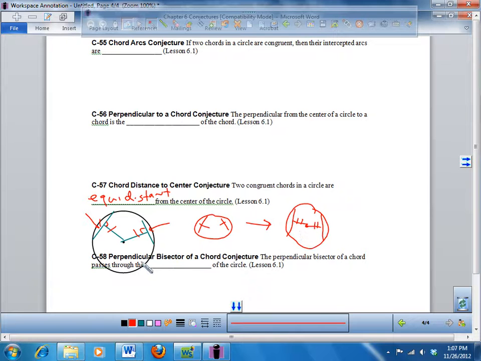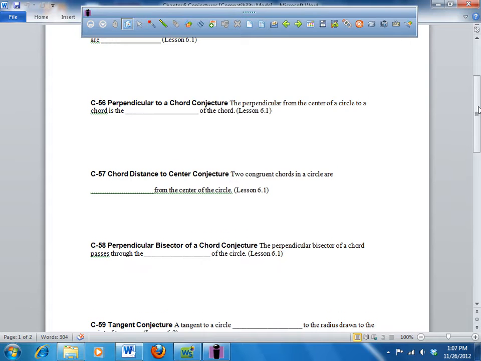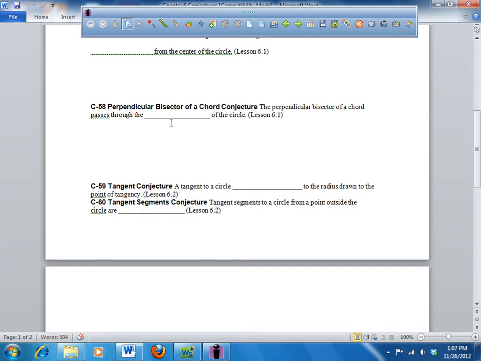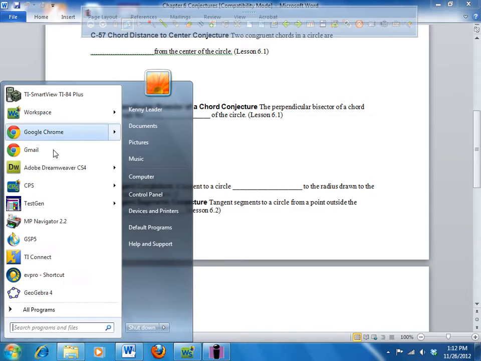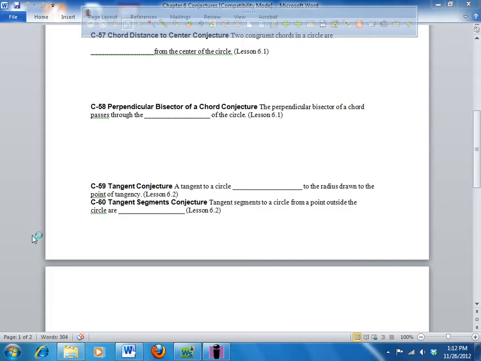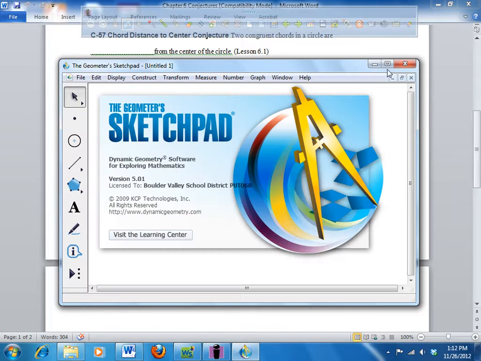Sort of. Okay. And then the last one that you have on your conjecture sheet is the perpendicular bisector of a chord, and this is an important one. The perpendicular bisector of a chord passes through the... Oh, you guys are smart. Let me just show you this. I'm going to do this on GSP. Watch me go.